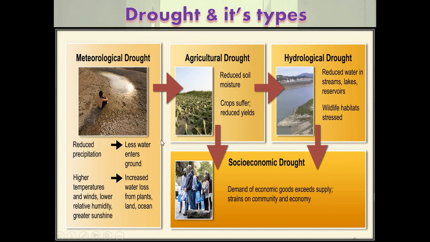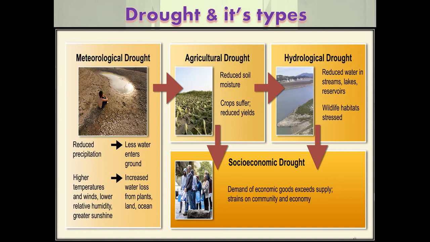Reduced precipitation means less water enters the ground. Higher temperature and winds, lower relative humidity, and greater sunshine increase water loss from plants and oceans. When they define drought this way, we only consider the reductions in rainfall amount and don't take into account the effects of the lack of water on water reservoirs, human needs, or on agriculture. Meteorological drought usually breeds the other kinds of drought. The intensity and duration are the key characteristics of this type of drought.